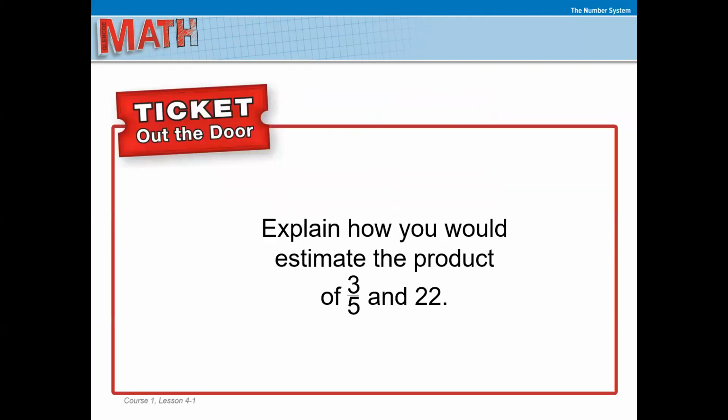Your ticket out the door. Explain how you would estimate the product of 3/5 and 1/2. You can use a number line, put 1/2 on that number line, and discuss how these fractions compare.